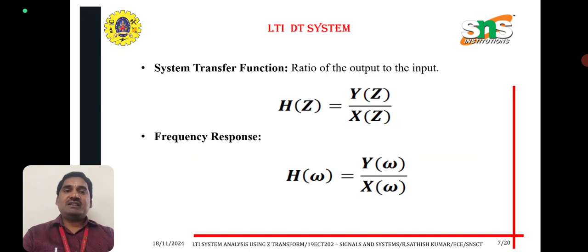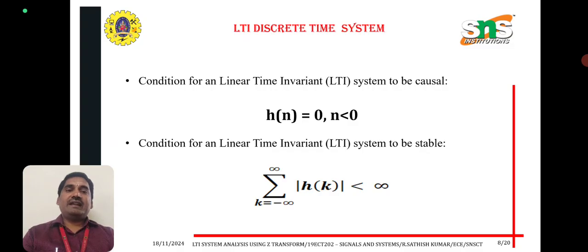System transfer function is the ratio of the output to the input: H of z is equal to Y of z divided by X of z. Frequency response: H of omega is equal to Y of omega divided by X of omega. Condition for an LTI system to be causal: h of n is equal to 0 for n less than 0. Condition for an LTI system to be stable: summation k is equal to minus infinity to plus infinity, modulus of h of k should be less than infinity.